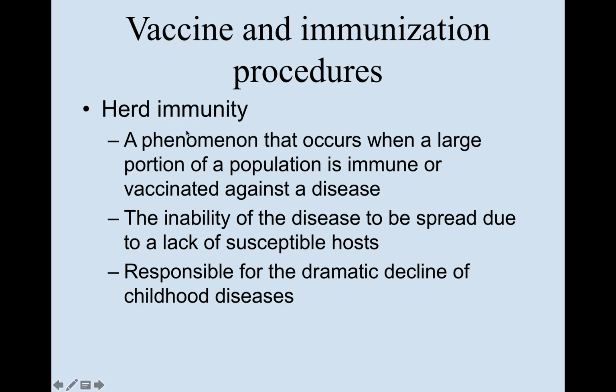So herd immunity occurs when a large portion of the population is vaccinated against a disease. So we have a lack of susceptible hosts, and we have an inability of the virus or bacteria to actually spread. So this is responsible for the dramatic decline of many childhood diseases. And as we know, right now in Michigan, we have a measles outbreak which is due to a portion of the population that was not vaccinated for the measles virus.